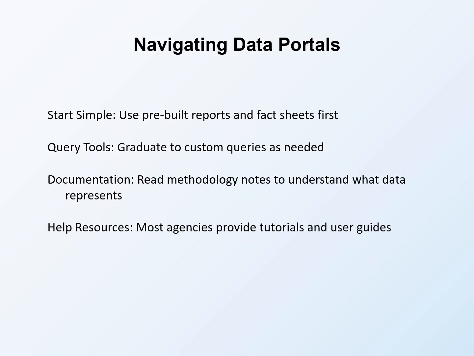Federal data portals can be overwhelming if you dive straight into query tools. A strategic approach makes navigation more manageable. Start simple by using pre-built reports and fact sheets before attempting custom queries. The CDC publishes numerous fact sheets with key statistics already compiled. The Census Bureau offers QuickFacts for easy demographic snapshots. BLS publishes regular news releases with current statistics. These pre-built resources often provide exactly what you need.